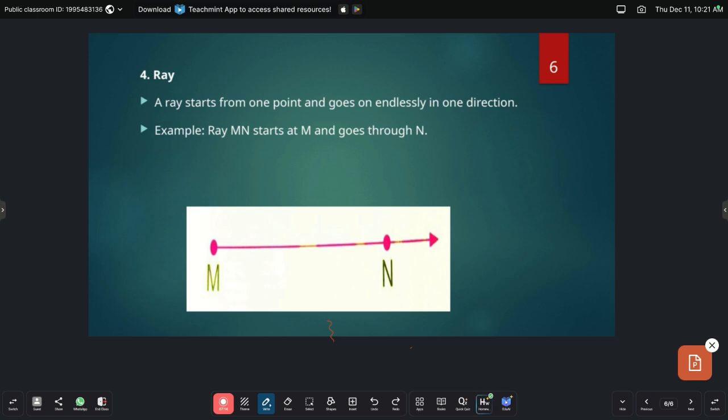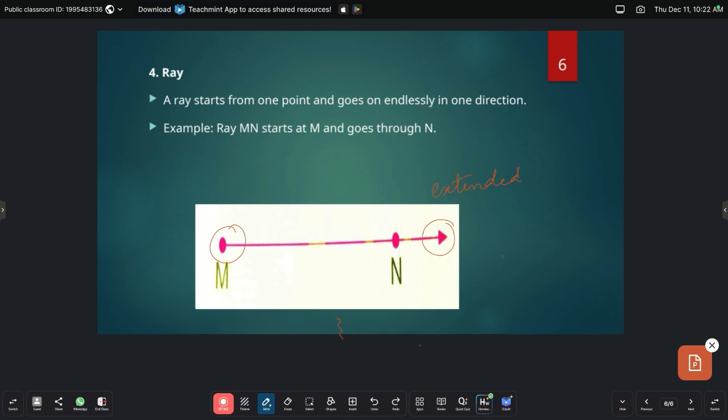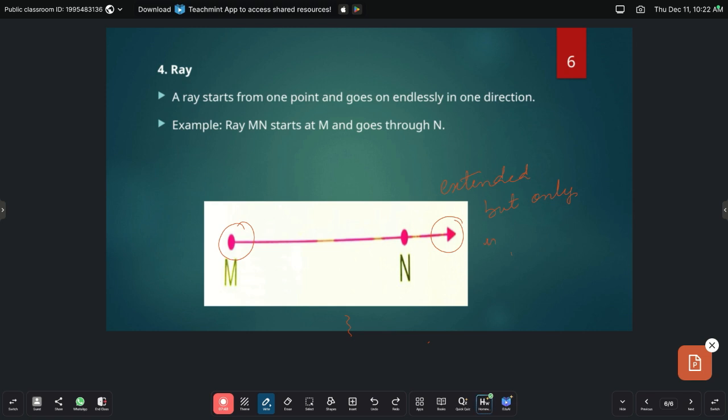What a ray is? Observe the given figure, boys, and see. This is the figure of a ray. What can you observe from this figure? You can observe that this ray is having a starting point, that is M, and it is going through N. And there is one arrowhead there. So by this arrowhead, we can conclude that this ray can be extended, but only in one direction. Got it, boys?